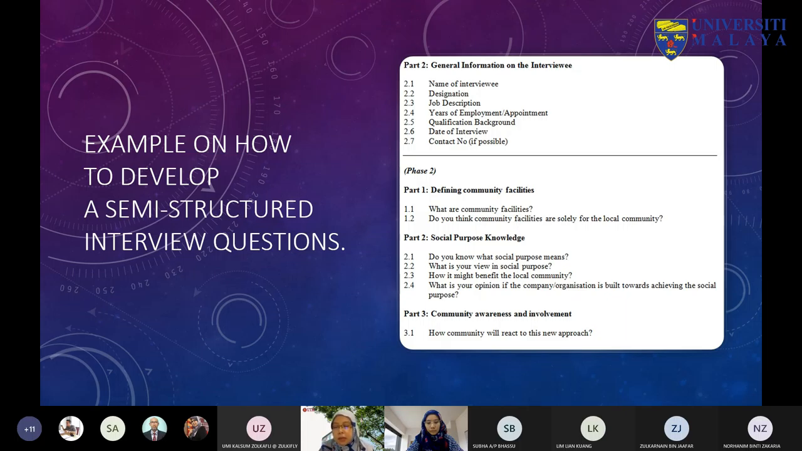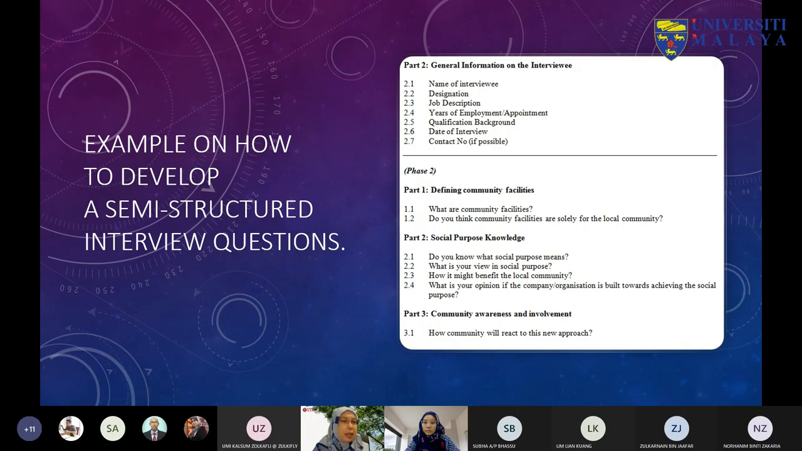Okay, so usually we have demographic background. That means their personal information. And then usually the first section of question is like warming up question to get their broad opinion on something. Okay, social purpose. This is example, social purpose knowledge. So you ask something related to social purpose, you ask something related to community awareness. So semi-structured and structured, that means it's a group of questions, but structured, you must follow the sequence.